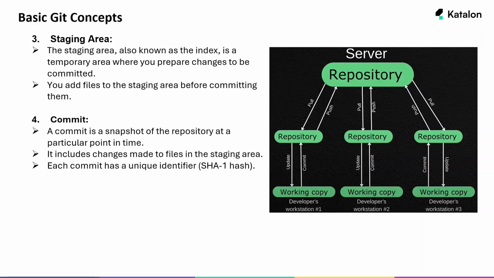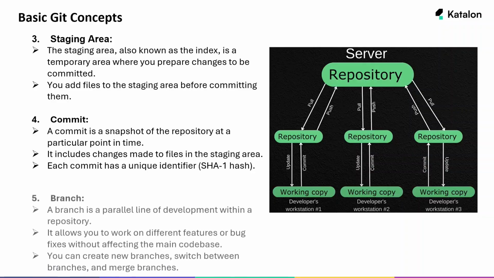And the next concept is commit. A commit is a snapshot of a repository at a particular point in time. So it includes changes made to the files in the staging area. Each commit has a unique identifier.